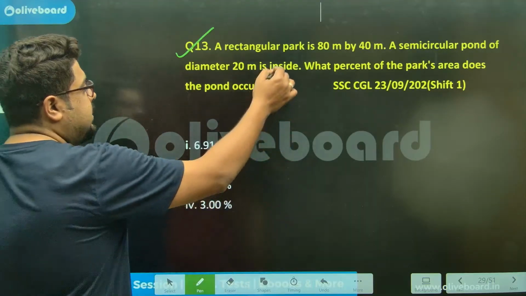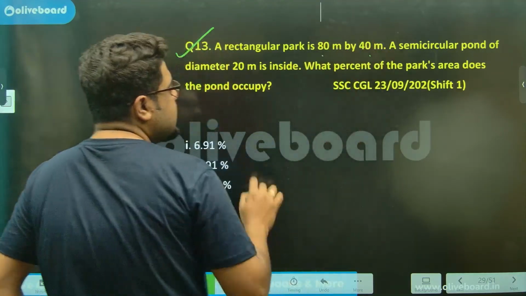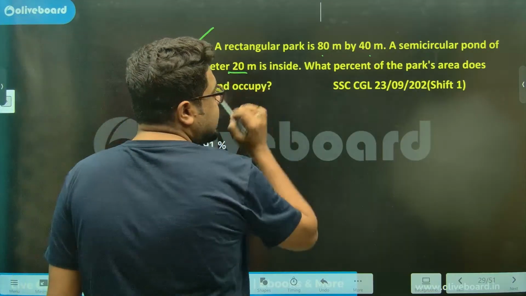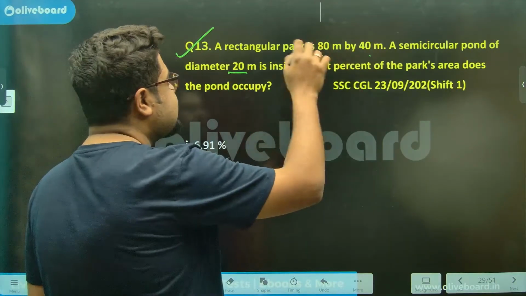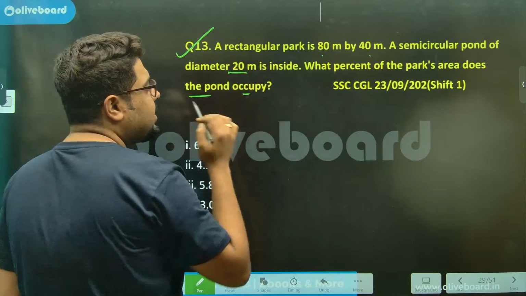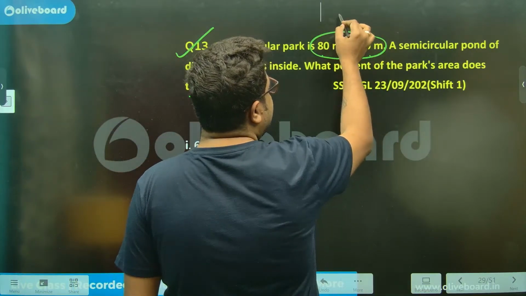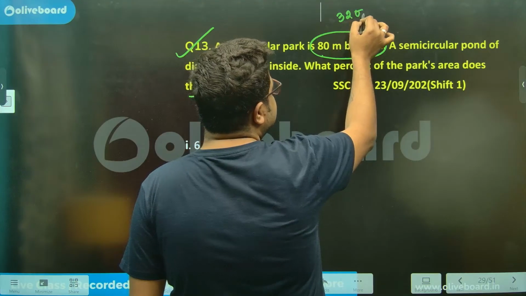Sir, an 80 by 40 rectangular park. A semicircular pond of diameter 20 meters is inside. What percent of the park's area does the pond occupy? Again, sir, what is the park's area? 80 into 40. 8 fours are 32 and 2 zeros.